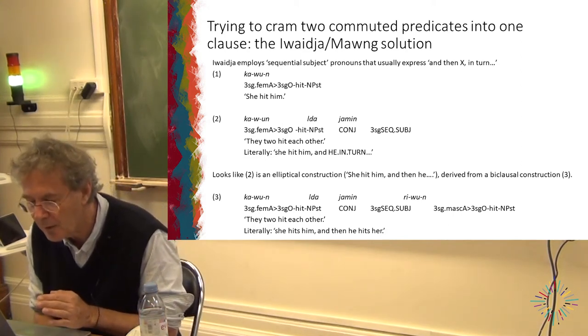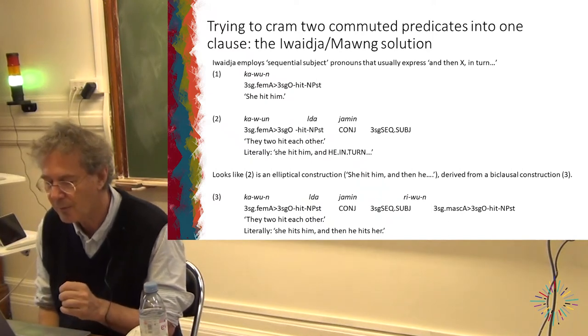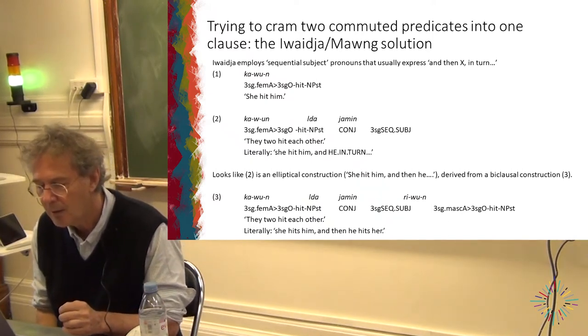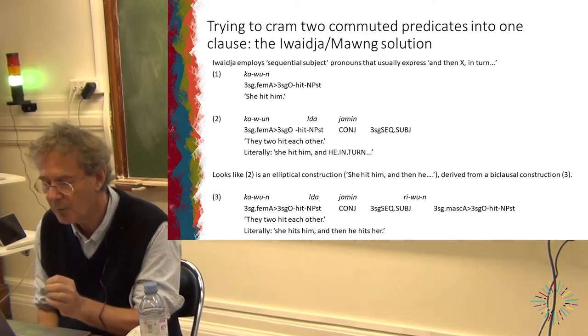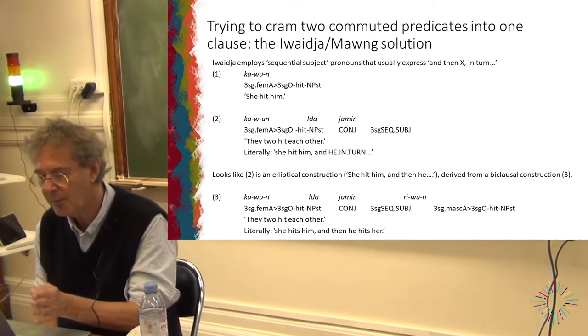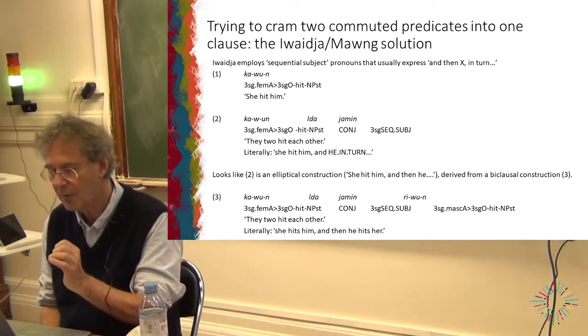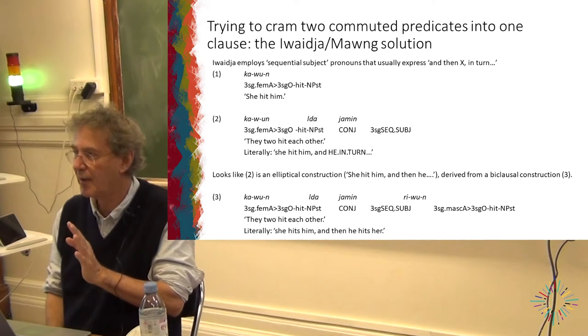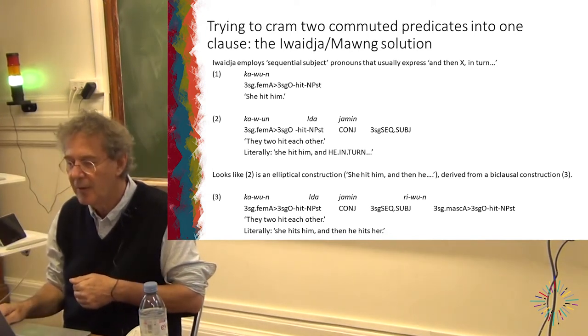I'm sorry, the alignment of words with glosses slipped a bit here, but I can say, for example, well, this is what you would think it would come from. So kawun la jamin riwun, right? So she hit him and he in turn hit her. So you could say that. That would be like the iconic reciprocal, spelling it out.